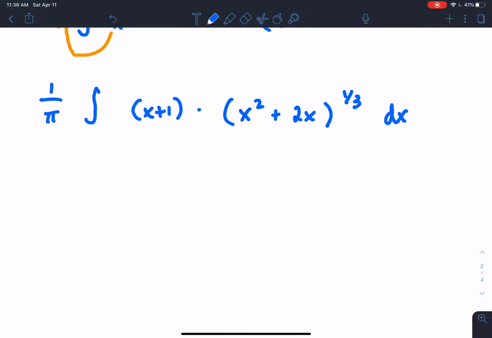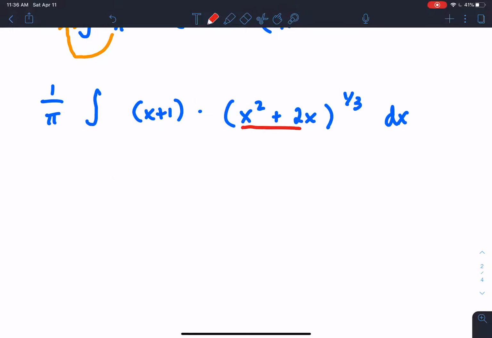Now looking at what you have, what do you think is the more inside part? Now I have x plus 1 here, and that's only being raised to the first. And then I have x squared plus 2x to the 1/3. So because the x squared plus 2x is being raised to the 1/3, this is what I'm going to make as my u term. So u now is x squared plus 2x, and then du is going to be 2x plus 2 dx.